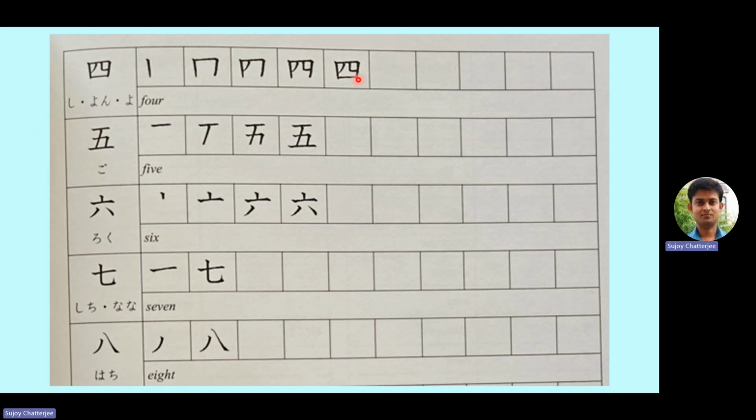So the stroke order, what is stroke order? Which stroke to be written first, which stroke to be written second, which stroke to be written third, which stroke to be written fourth, and which stroke to be written fifth. This order is called the stroke order, and this is very, very important to follow the stroke order.